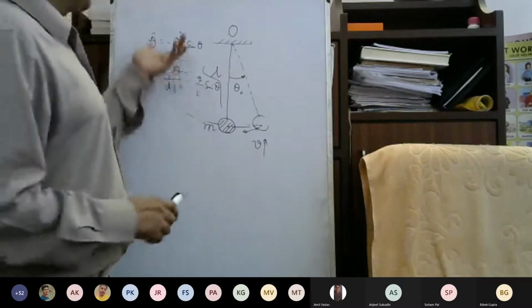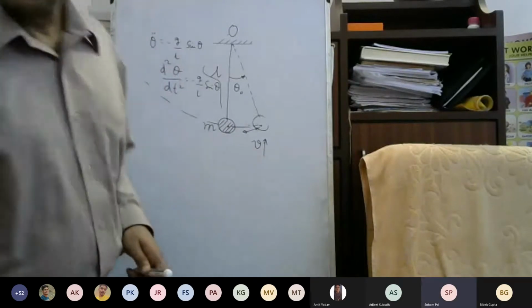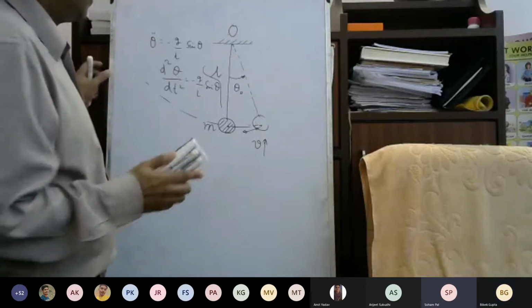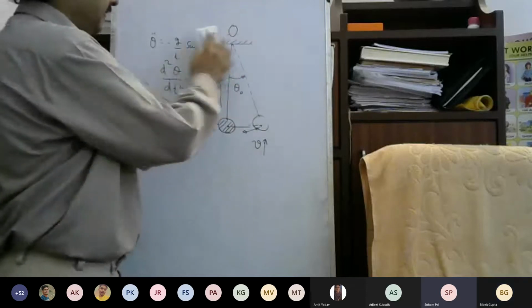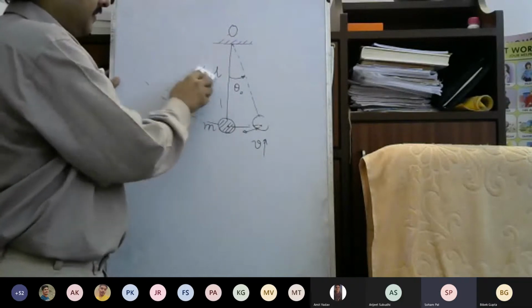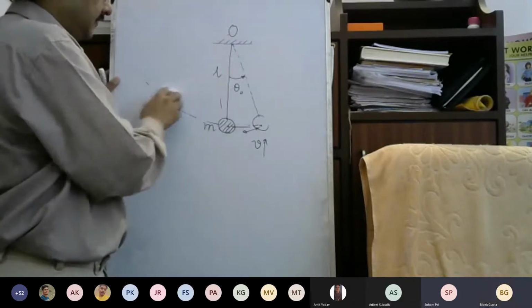Okay, coming back to our integration. So how do we do that? Sir, we can integrate g by L sine theta in dt. So instead of dt, we can write d theta by omega.